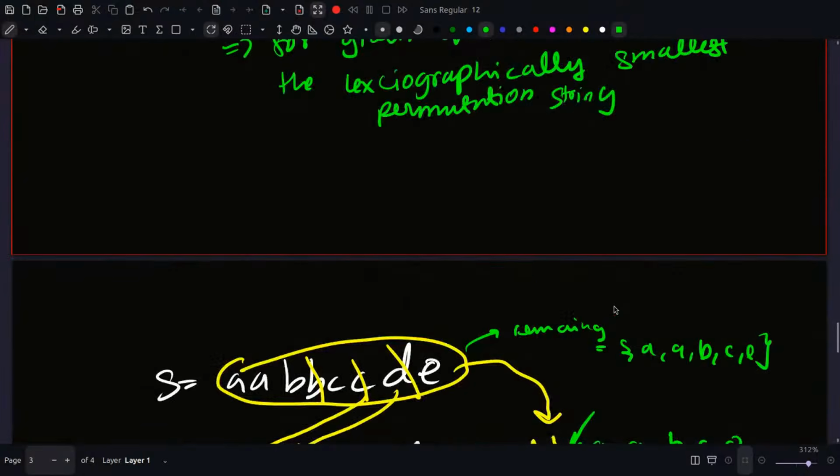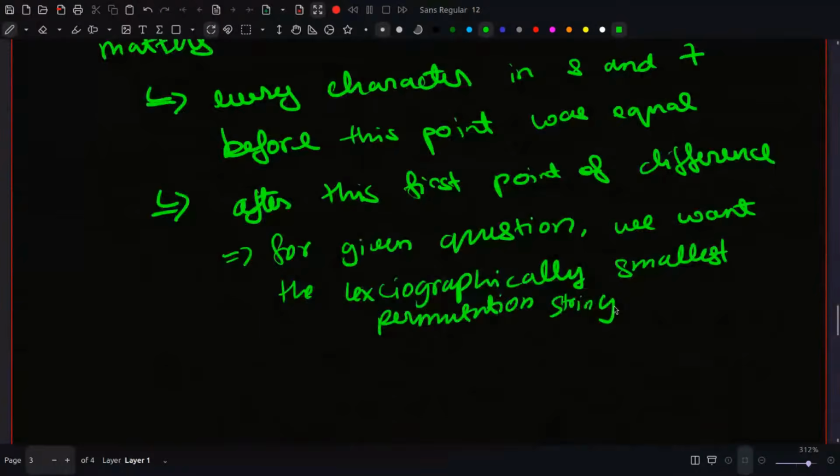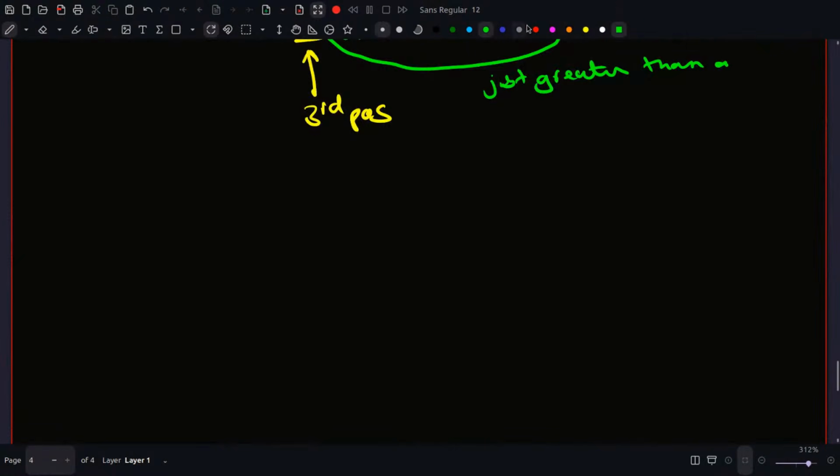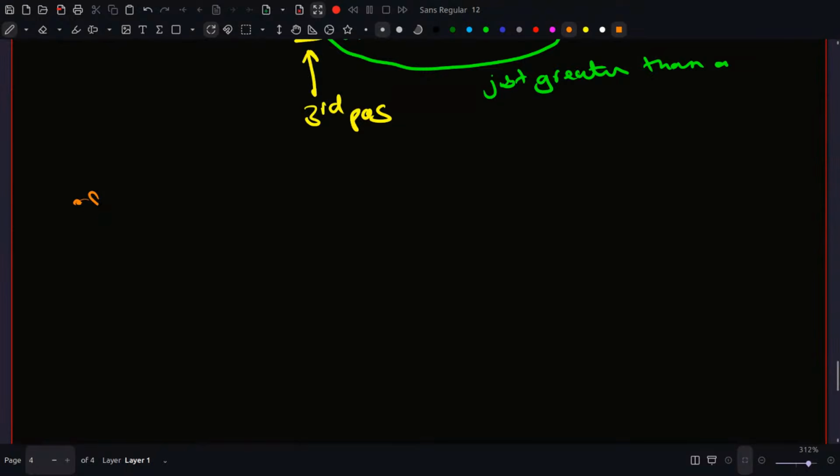So let's try to make this a compact algorithm. Let's try to make this an easy way so that you can implement it. This idea is fine, right? So the idea basically, let me first summarize the idea. Summary.